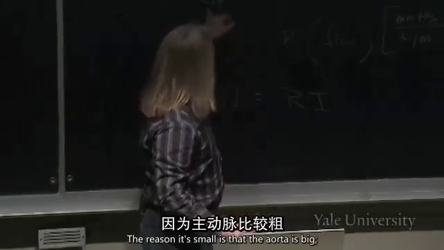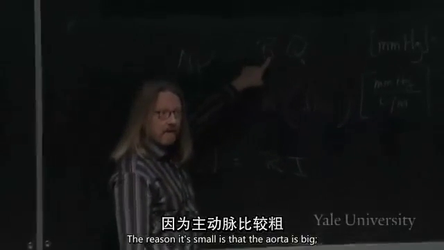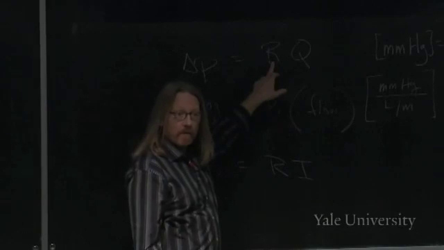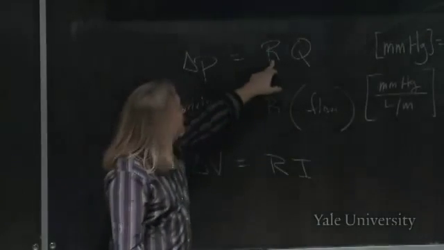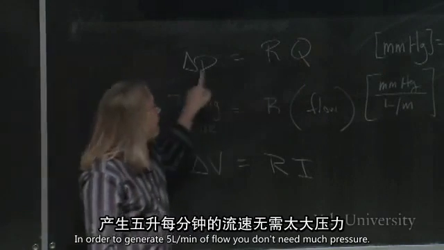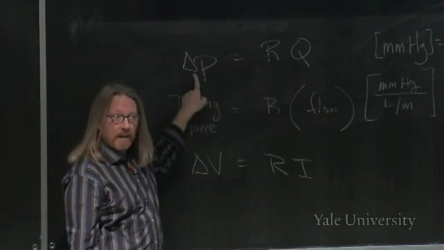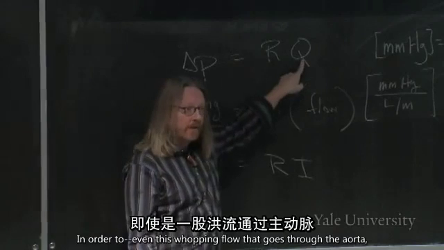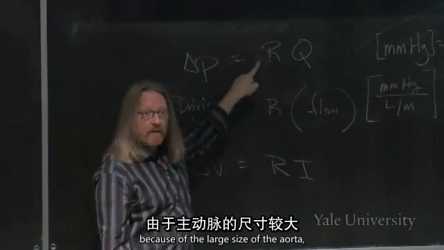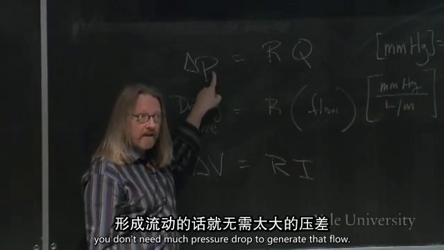And the reason it's small is that the aorta is big, has a large diameter, and so its resistance is low. Its resistance is low, and so in order to generate 5 liters per minute of flow, you don't need much pressure. Even this whopping flow that goes through the aorta, because of the large size of the aorta, you don't need much pressure drop to generate that flow.